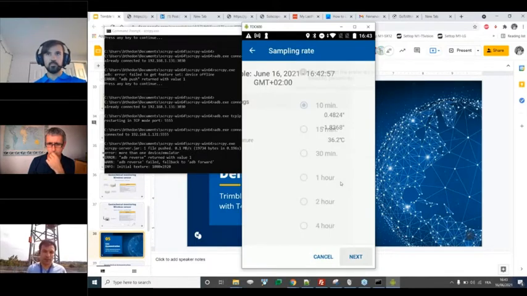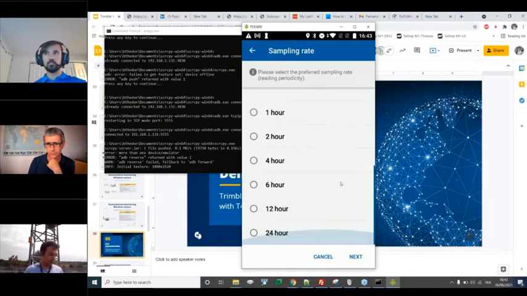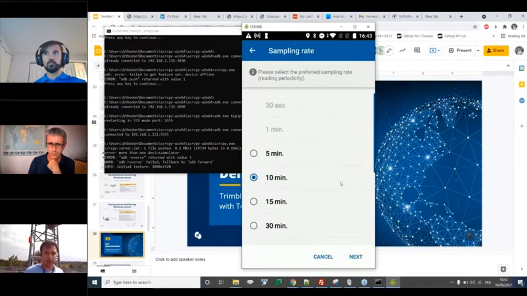And here you will define the sampling rate at which you want to take the measurement. It could be 10 minutes to 4 hours. I think you can even configure 24 hours. But if you want, you can reduce it to 30 seconds to 1 minute. But as Juan mentioned before, if you do this, you will reduce the battery life. So this is important. It could reduce by around 3 months if you decrease to 30 seconds. So I keep it the same.